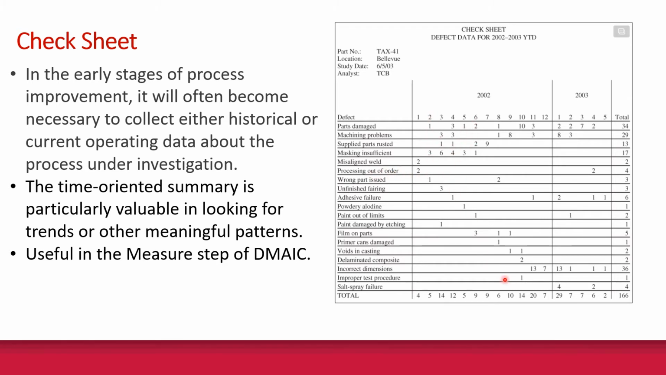And so this gives you a running total. You can look back and see some history of this. You have some recurring things happening all the time here, like this parts damage. I mean, this occurs a lot. Look at this October entry here. You had 10 of these. So you can get a lot of useful information here, and it's very useful in the measure step of the MAIC.